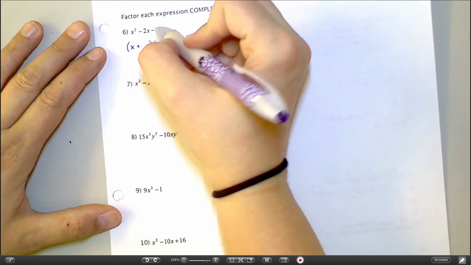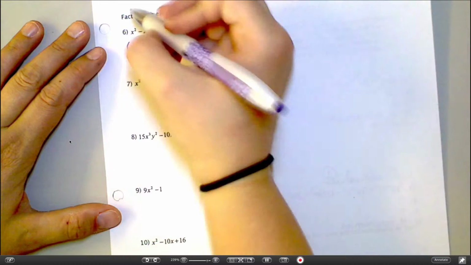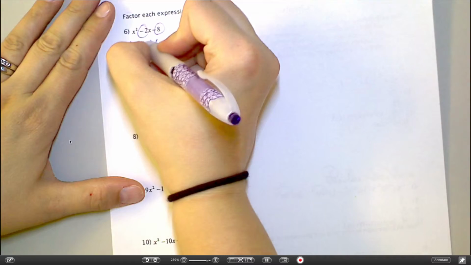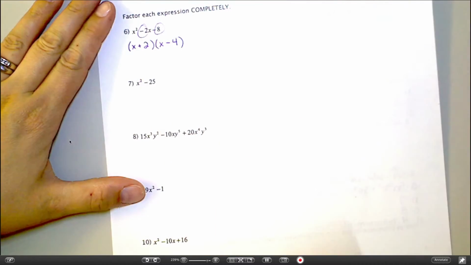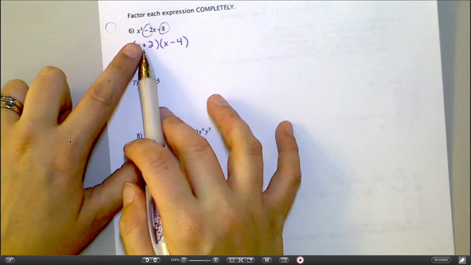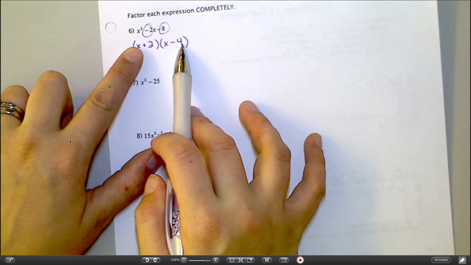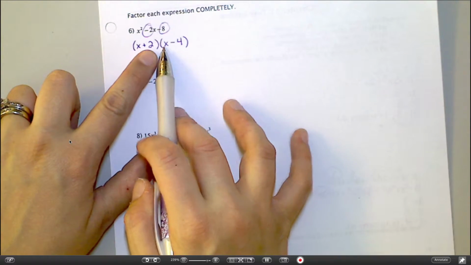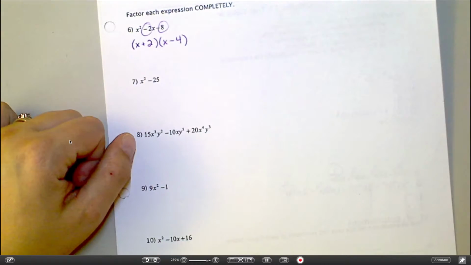And I'm looking for numbers that multiply to 8 and subtract, because remember, if I'm adding a plus and a minus, it's really like subtracting. Multiply to 8, subtract to 2. Joe? Okay, positive 2, negative 4. Yep. And when you FOIL those back together, x times x would give you x squared, x times negative 4 would give you negative 4x and 2x. If I put those together, I get negative 2x, and 2 times negative 4 is negative 8.